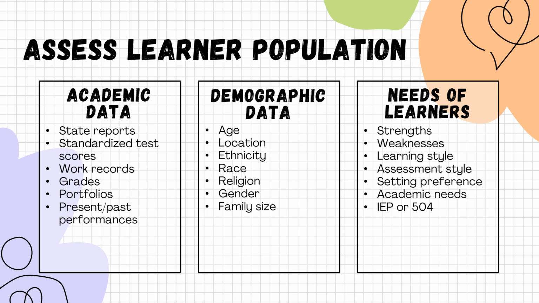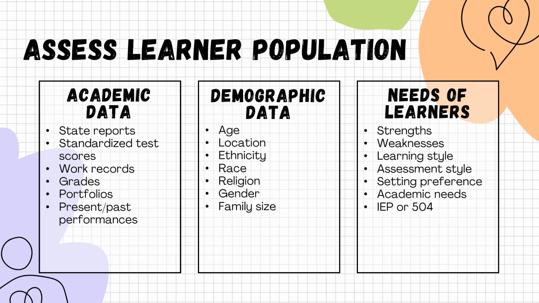Some pieces of data to take into consideration in this category are state reports, standardized test scores, work records, grades, portfolios, and present or past performances. The next category for data reporting would be demographic data, which includes age, location, ethnicity, race, religion, gender, and family size. The last category would be the needs of your learners.